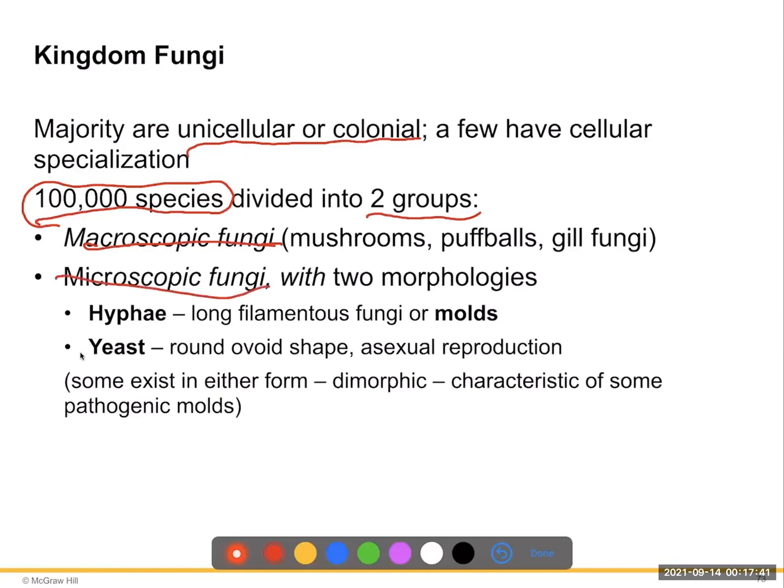Macroscopic fungi you can see with the naked eye. Microscopic fungi, you need a microscope to see. Your macroscopic fungi are your mushrooms, puffballs, gill fungi. Microscopic fungi have two morphologies. They're your hyphae and your yeast. Hyphae are long filament fungi or molds. Your yeast are round, ovoid shaped. They're produced by asexual reproduction.